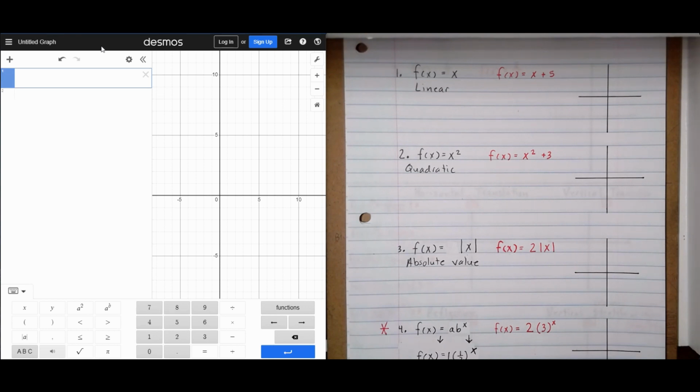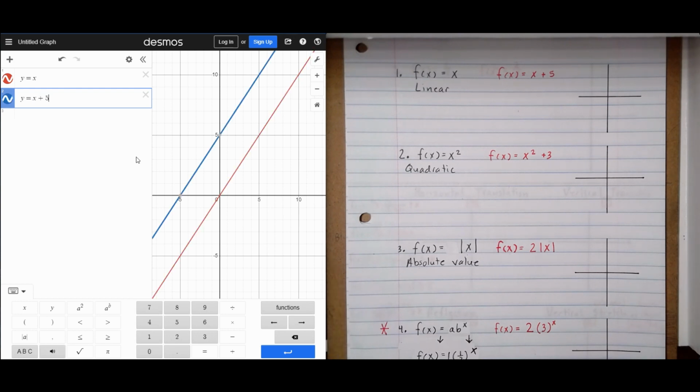The change, for instance. I'm going to go over here, and this is my linear function, f of x is equal to x. So I'm going to type that in. I'm just going to put y equals x. Keep it real simple. Right there you have a line. And if I had a second function, f of x is equal to x plus 5, I'm going to go ahead and put y equals x plus 5. And notice that we had a change there.